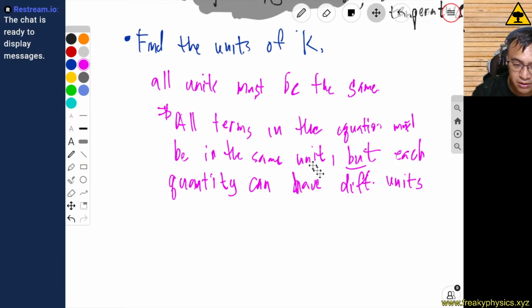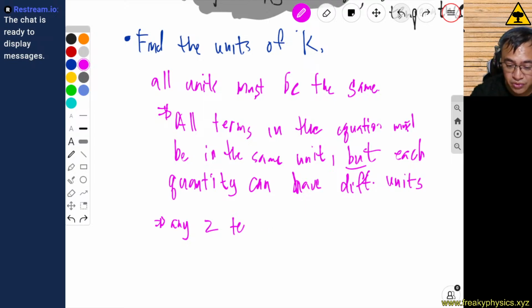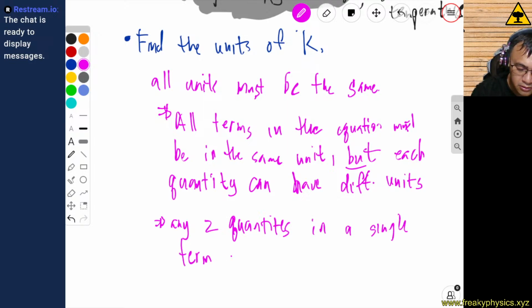The second thing is, this also means that any two quantities, I'm sorry, not terms, any two quantities put together in a single term must have some of their units cancel out. Okay, units cancel out. Now, this is what I mean.